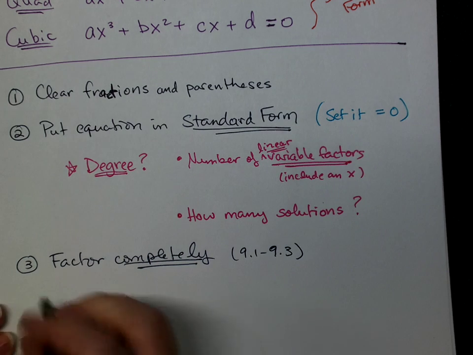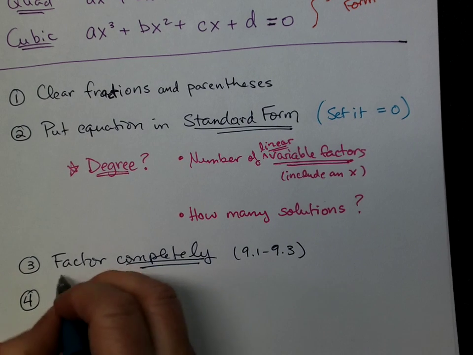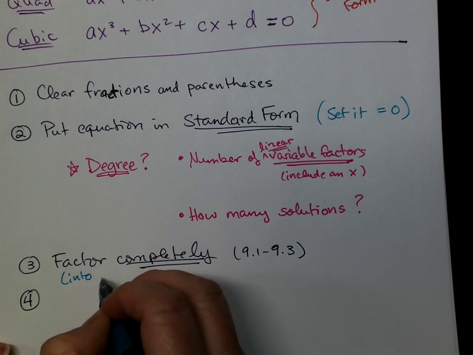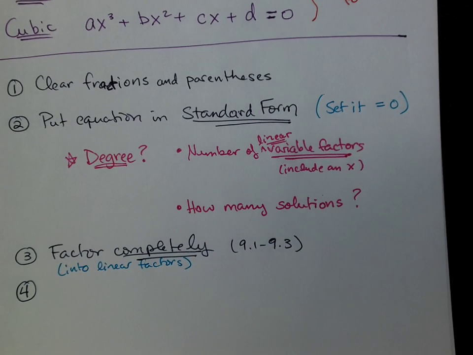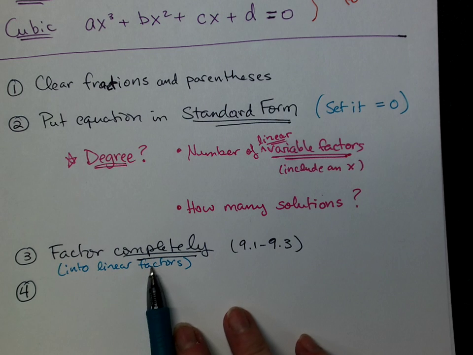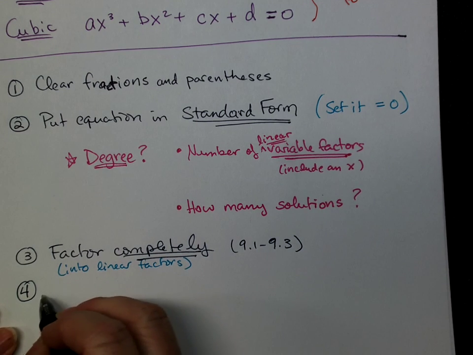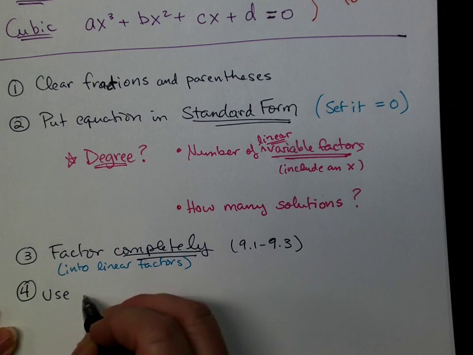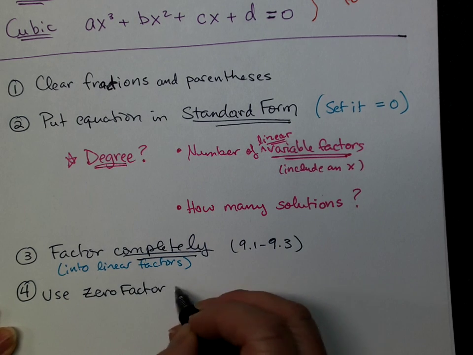And then finally, once you factor into linear factors, factor completely, let me emphasize again, into linear factors, you'll either have 2 or 3 linear factors. Unless, like I said, sometimes the quadratic will cancel out and you'll end up with a linear, but that's kind of a weird special case, and you'll see it happen once or twice. Then, once it's factored completely, you use what's called the zero factor property.